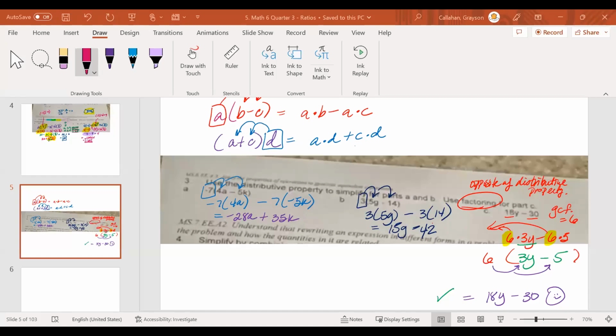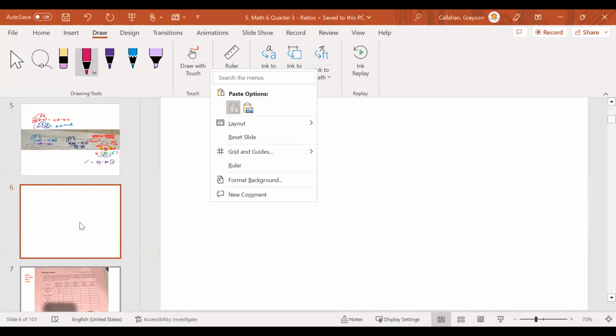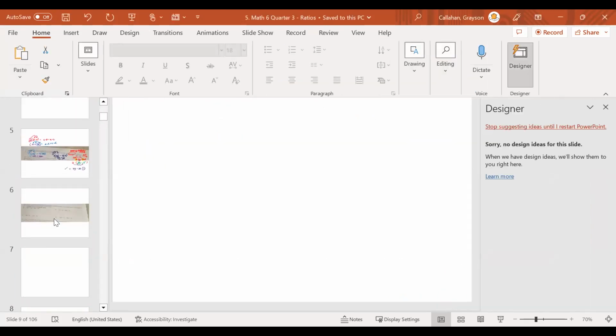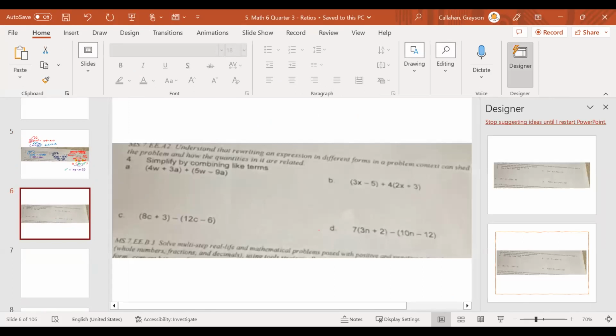Okay, 4. How many numbers are there? Do you know? I know, but there's 4, there's 5. How many numbers are there after that? Oh, that's it? Okay, perfect.